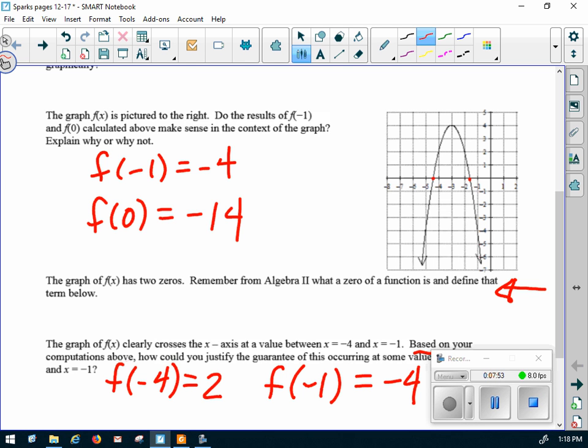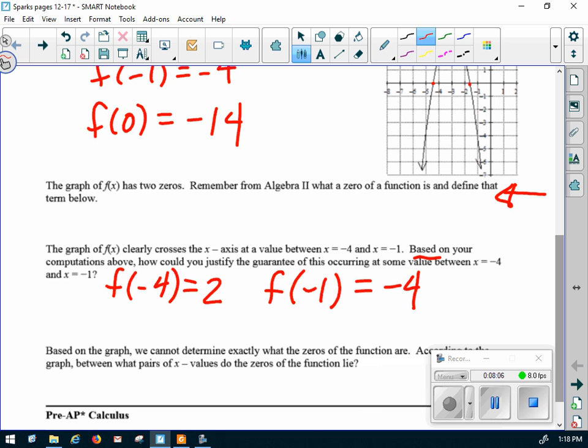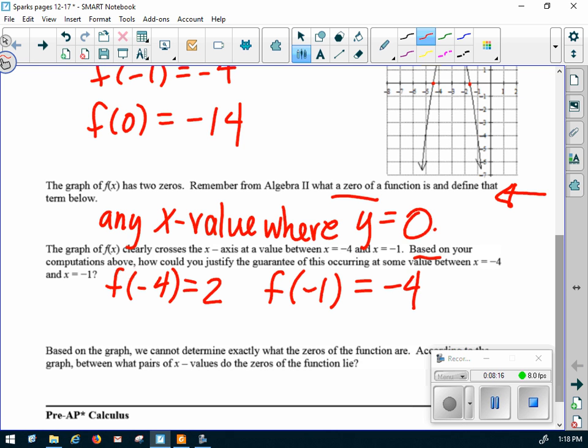Those are the x-intercepts because that is where y is 0. The definition of an x-intercept or the definition of a zero: any x value where y equals 0.